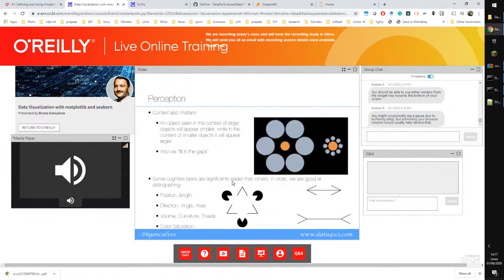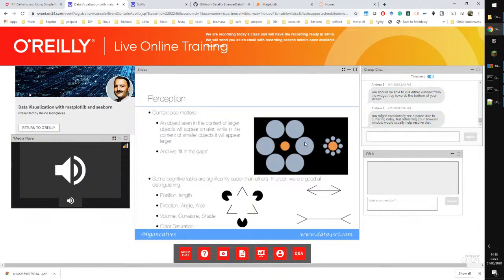So here, to emphasize a little bit the idea that context actually matters, right? You evaluate things not by themselves, but also by their surroundings. So here we have another nice example with the circles, and it might not appear like it, but the two orange circles on the top figure are actually the same size, right? The reason why the orange circle surrounded by large gray circles looks smaller is because we're perceiving it in comparison with the other large circles, so it seems much smaller.